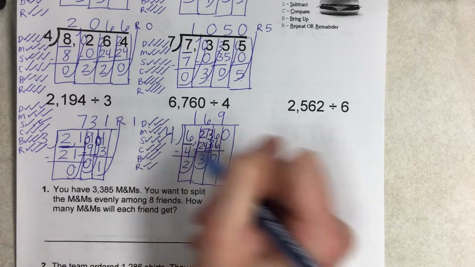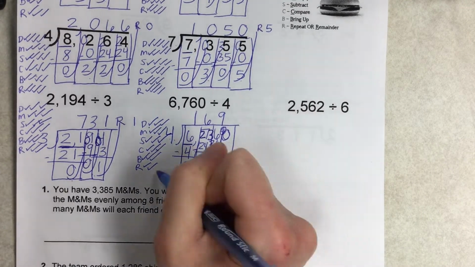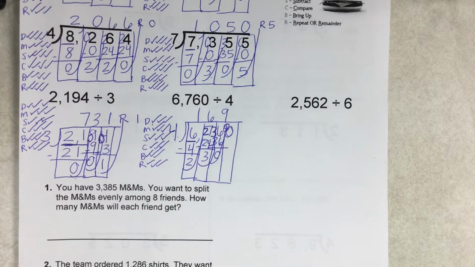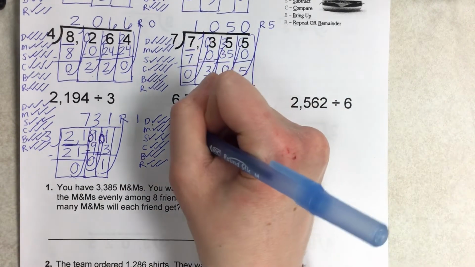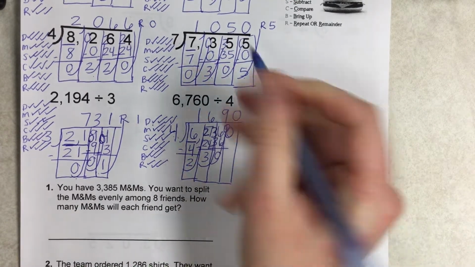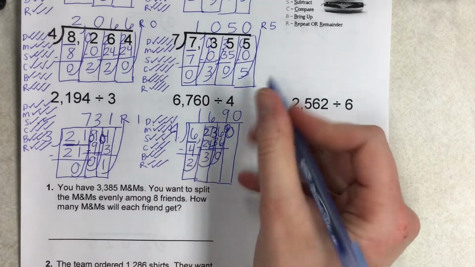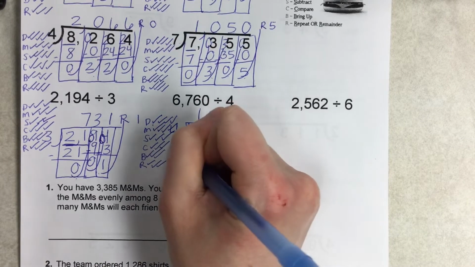So I'm going to bring up the 0, and I make this a double 0 over here. And I repeat one more time because I have 1 box left. Back to the top, determine 4 times what gets me close to 0 without going over. Well, 4 times 0. Multiply, 4 kids each get 0 Smarties. That means 4 times 0 equals 0.